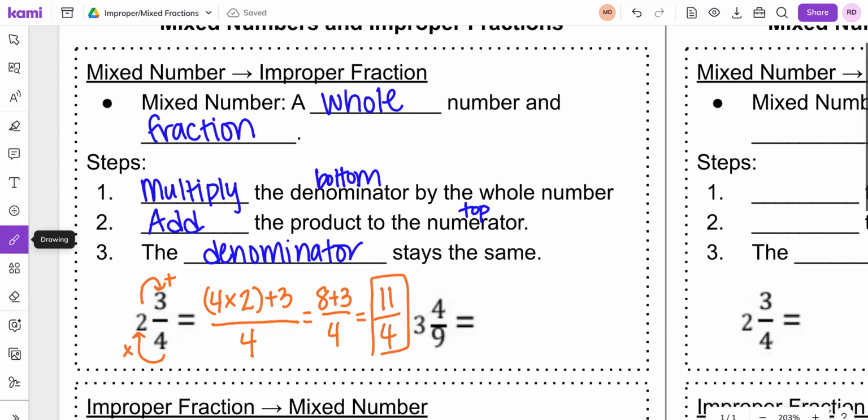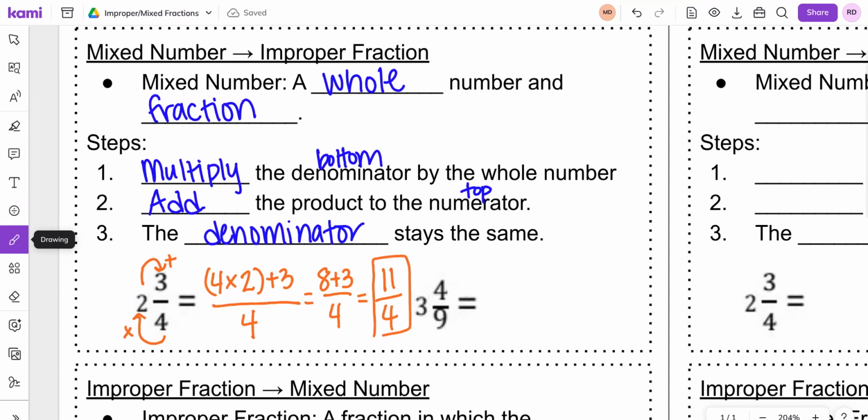Second question, we're going to do the same process. So we are going to take the denominator and multiply it by the whole number. So we'll have 3 times 9. And then we're going to add the numerator to that. And then step 3 is keep our denominator the same. So we end up with 27 plus 4 divided by 9 to get a final answer of 31 over 9.